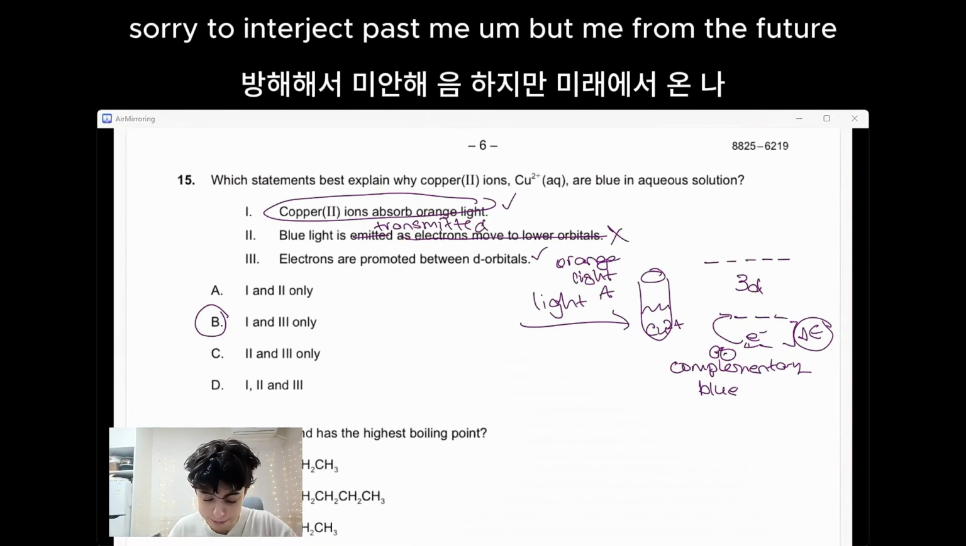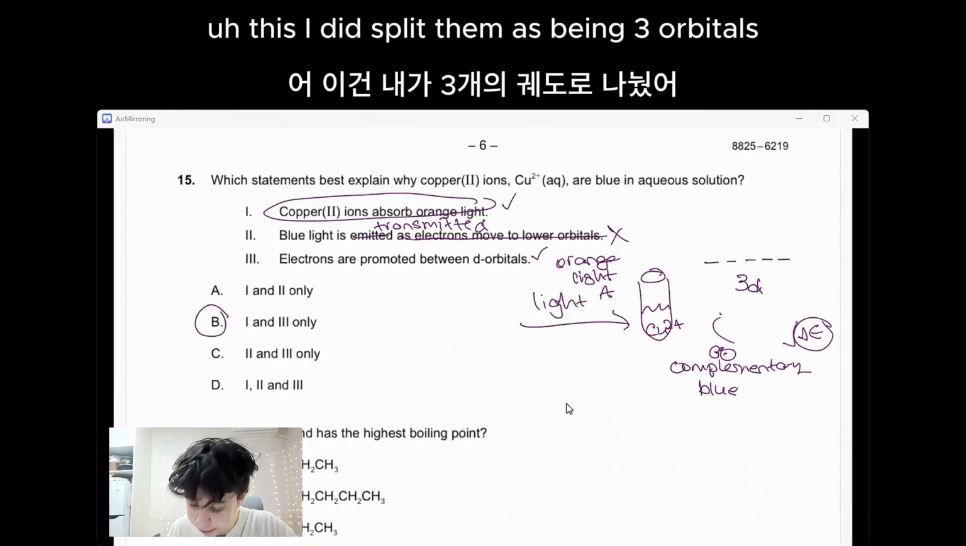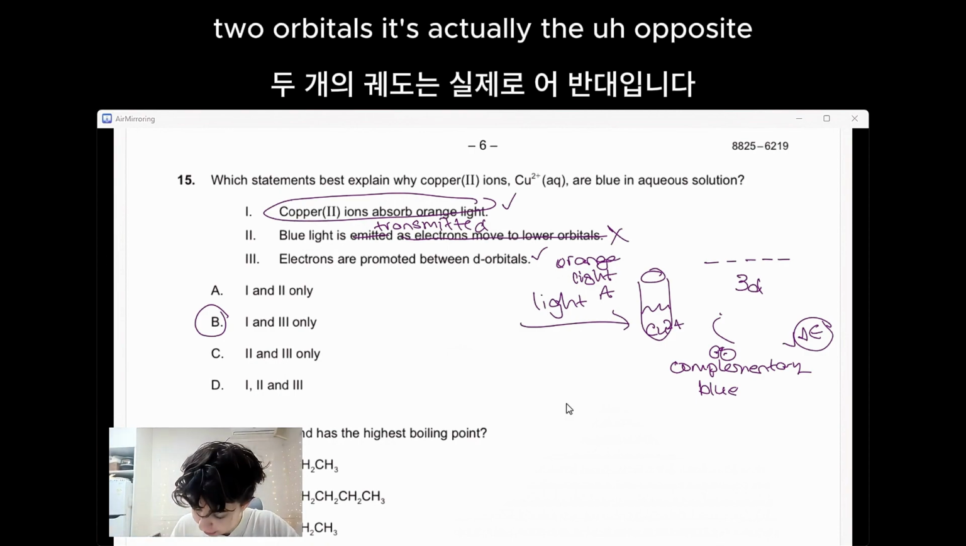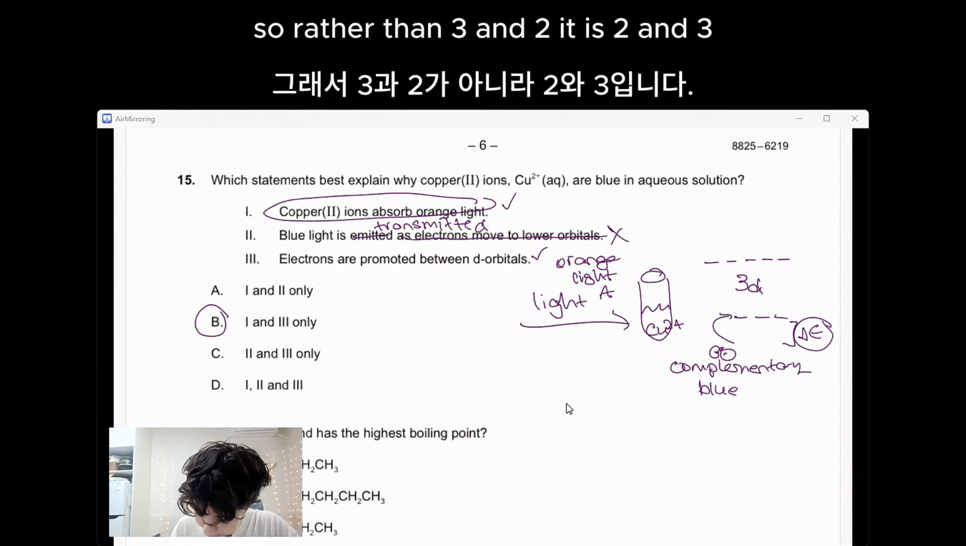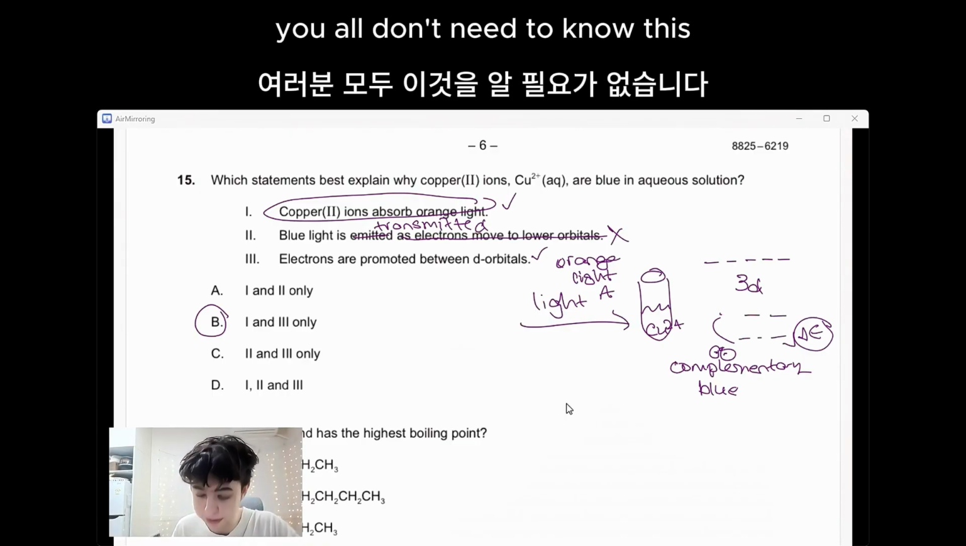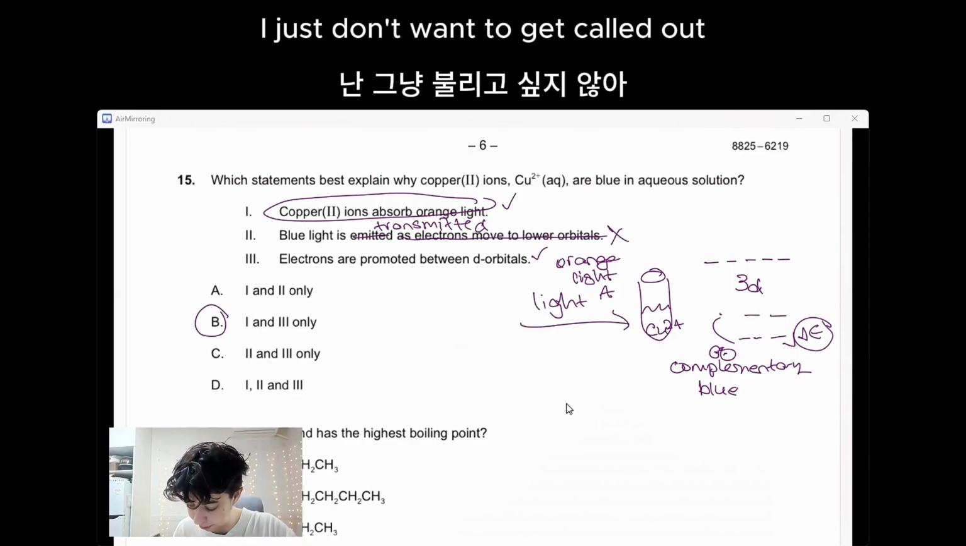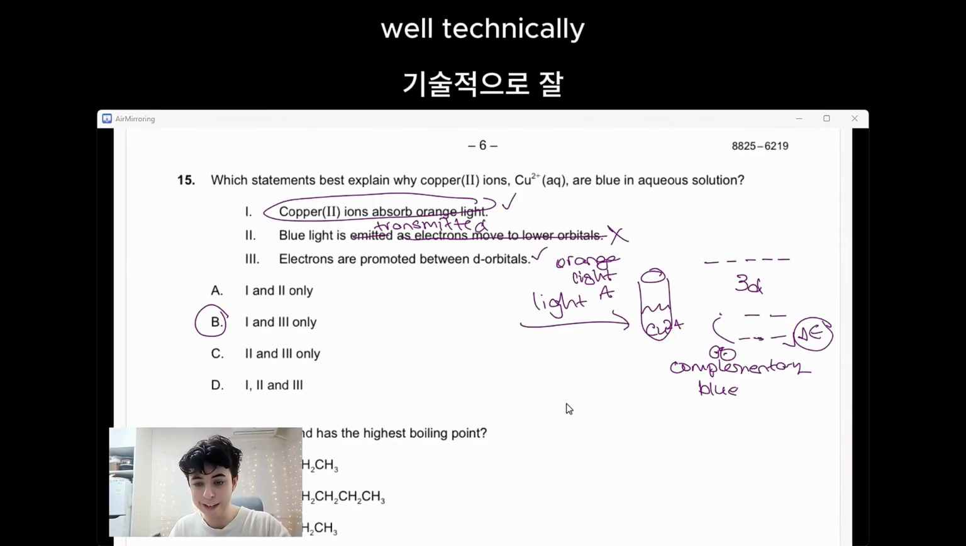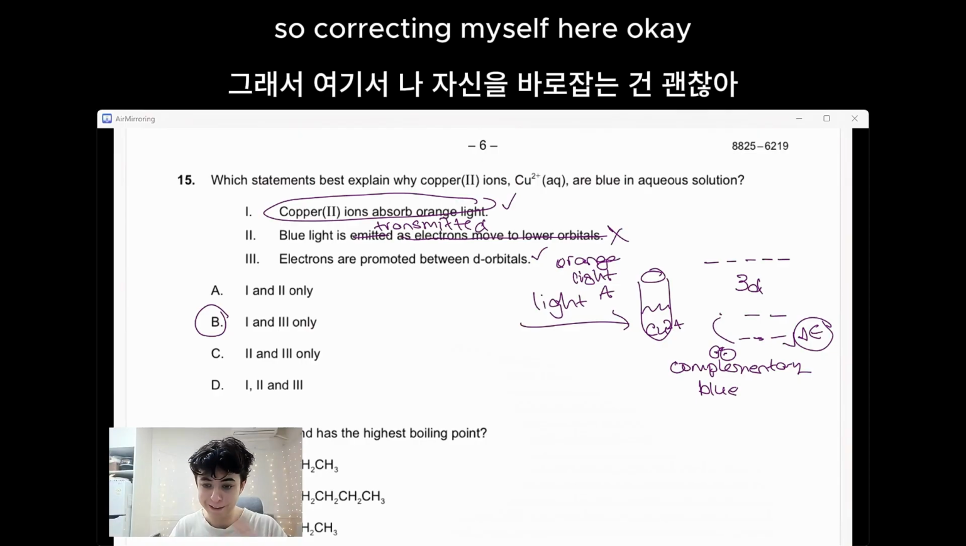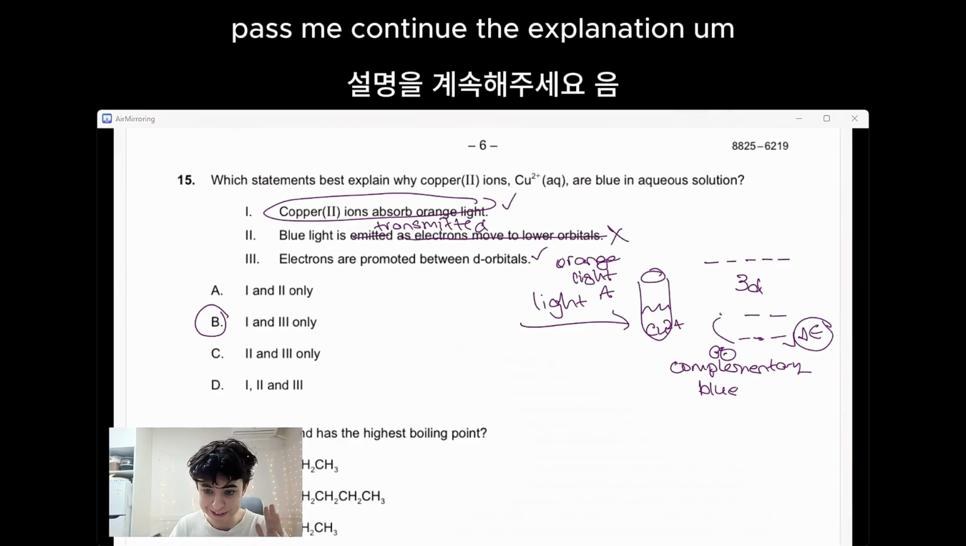Sorry to interject past me, but me from the future, I did split them as being 3 orbitals, 2 orbitals. It's actually the opposite. So rather than 3 and 2, it is 2 and 3. You all don't need to know this. This is just purely for technicality reasons. I just don't want to get called out in the comments by someone going, well, technically. So correcting myself here. Okay. Past me, continue the explanation.